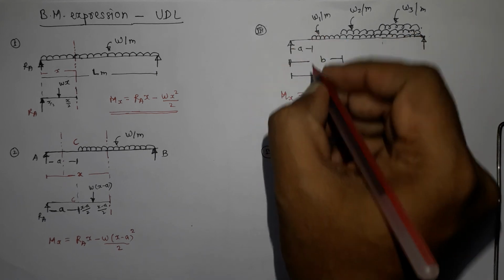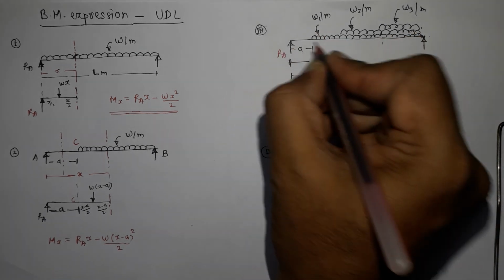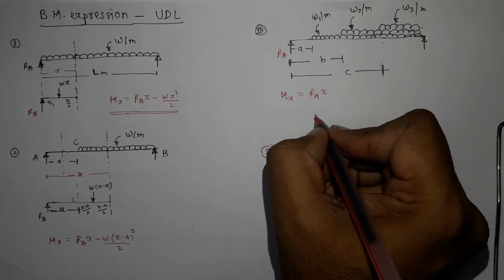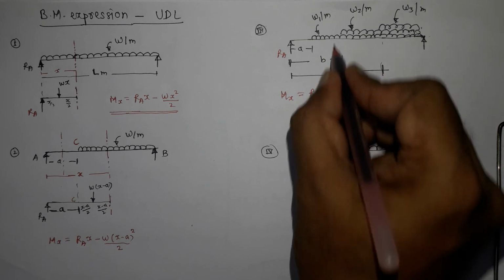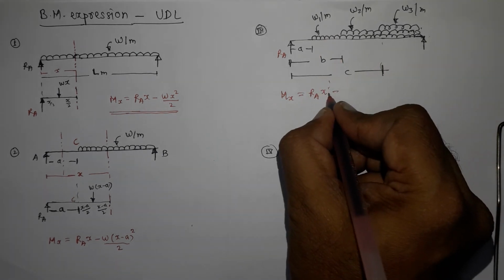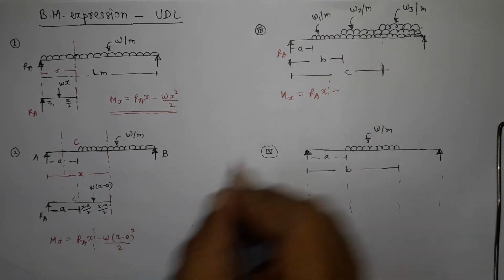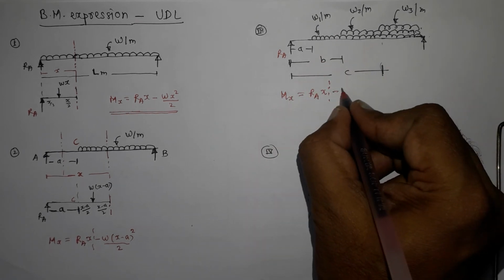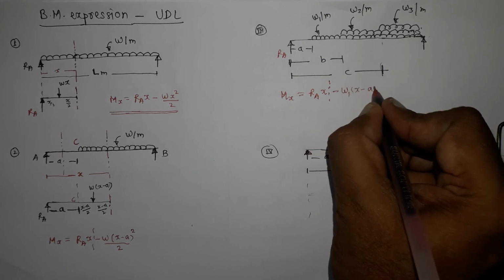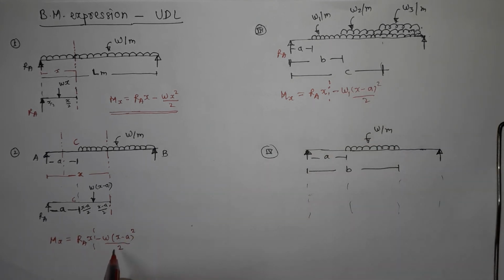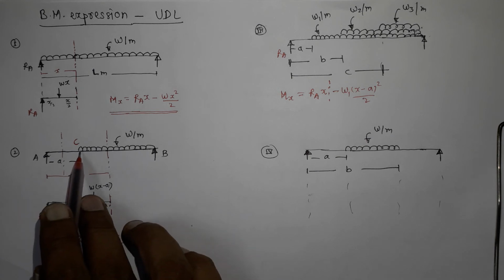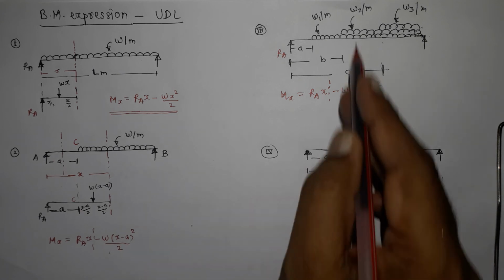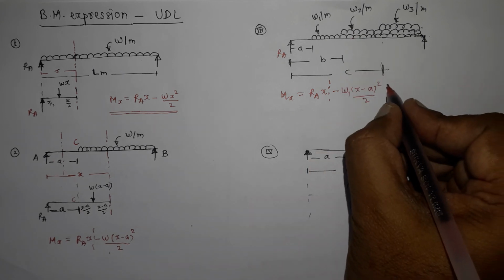When I take a section in the first subspan, there will be RA only acting to the left of this section, and the expression will be RA into X. Now when I go for the second subspan, I can write the partition. Here, if I use the partition, the equation will be minus W1 into bracket X minus A square by 2, just like this one. So if the UDL is starting at a distance A from the left end, the equation is like this: minus W1 into bracket X minus A square divided by 2.